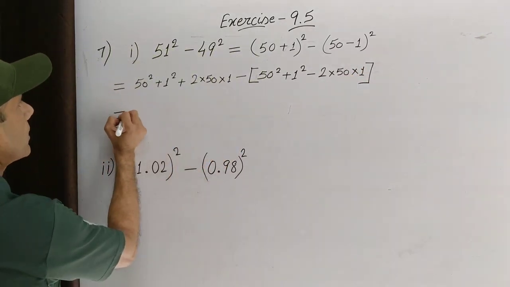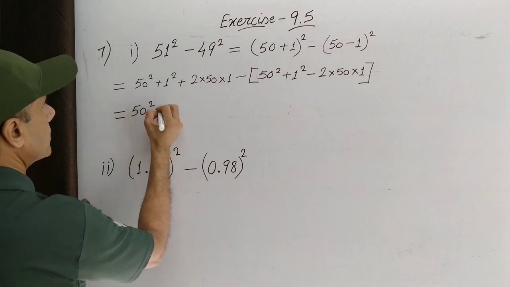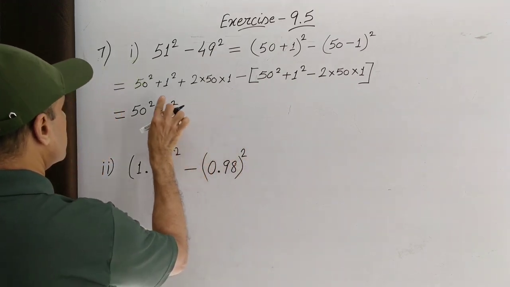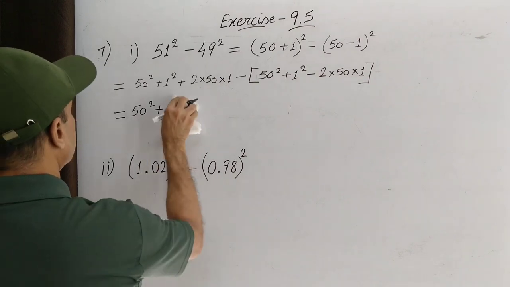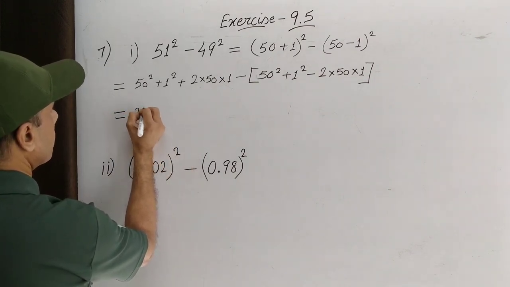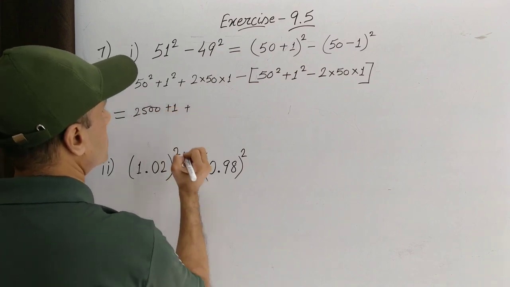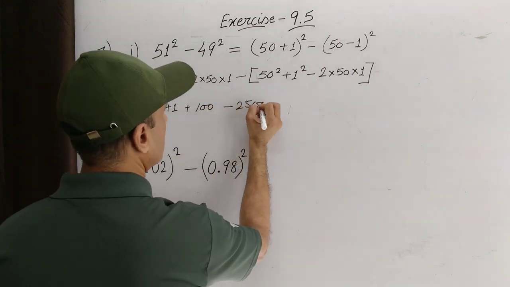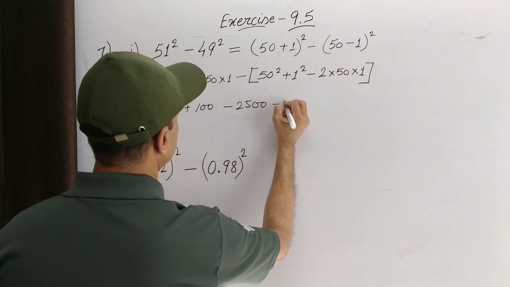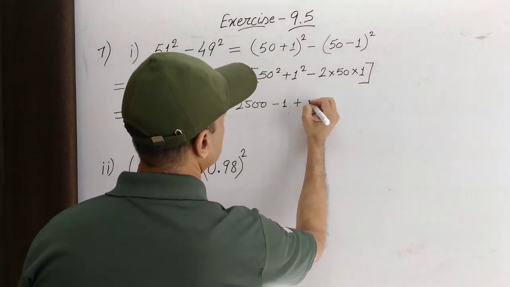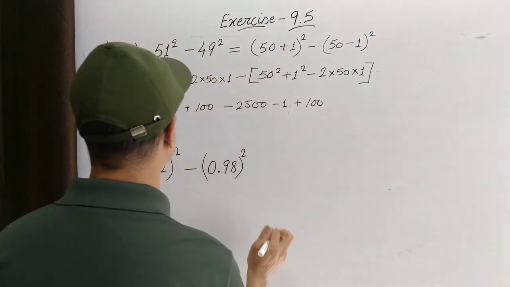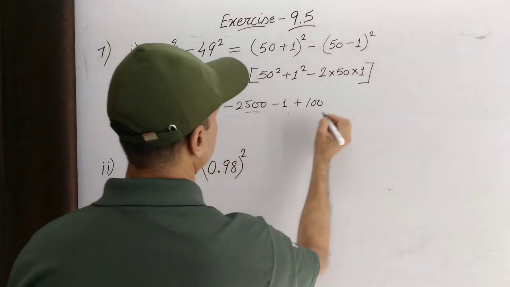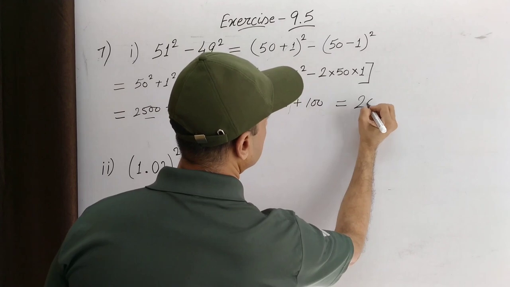So we get the values as 50 square plus 1 square plus 2 into 50 into 1, that is 2500 plus 1 plus 100, minus 50 square plus 1 minus 100. Minus minus plus. So this is 0 and 1 minus 1 again 0. So we are left with 100 plus 100, that is 200.